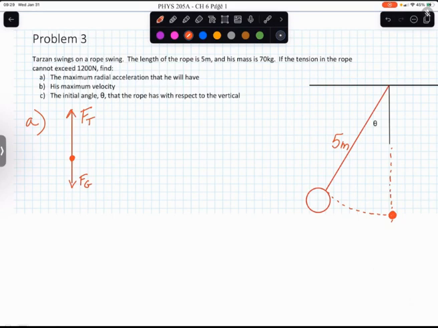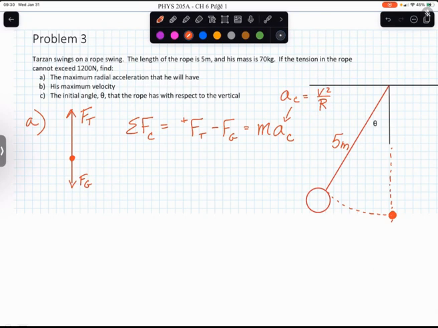Because when I do my net force equation, the sum of the forces in the y direction, remember when you're going in a circle, this has to be towards the center of the circle. So maybe I say towards the center. The center needs to be the positive direction. So in this case, it's Ft minus Fg. And because it's accelerating, because it's going in a circle, this will be equal to the mass times acceleration to go in a circle. And acceleration to go in a circle is v squared over r.